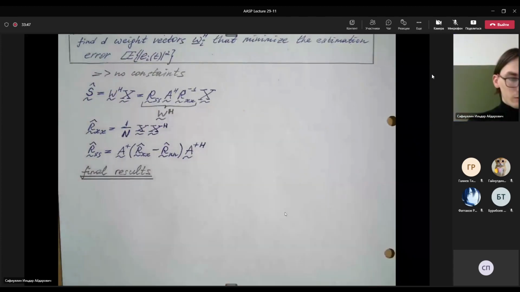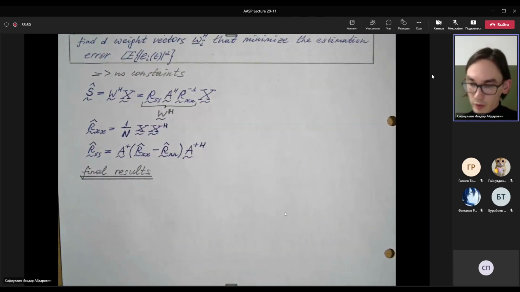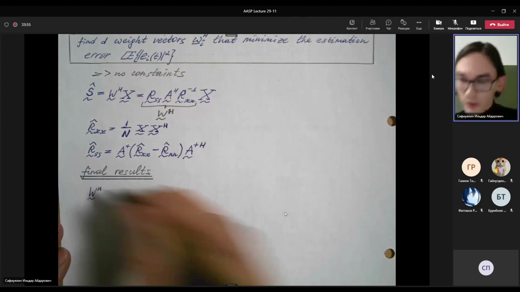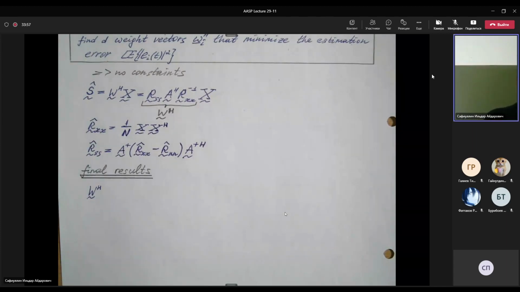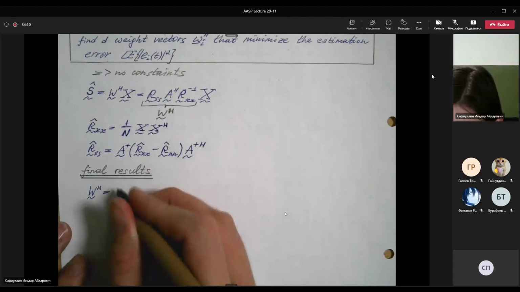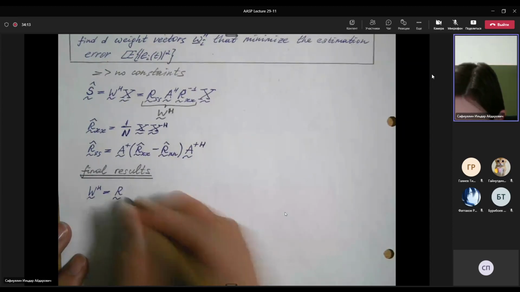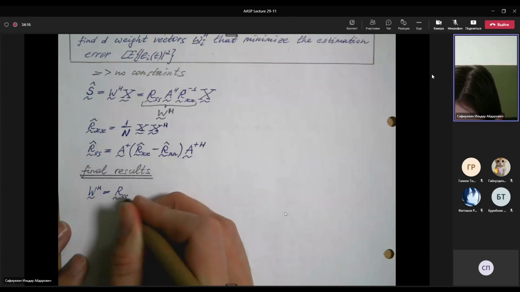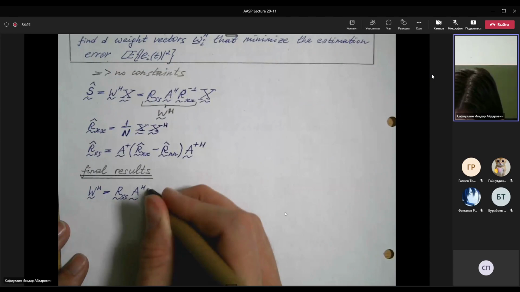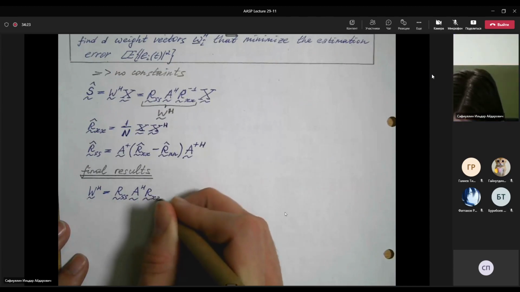So we will rewrite double Hermitian here. So using the MMSE solution or Wiener solution for the D weight vectors, which is collected into one matrix, we will have the following values. So multiplication of matrices RSS, Hermitian of A, and inverse of Rx.